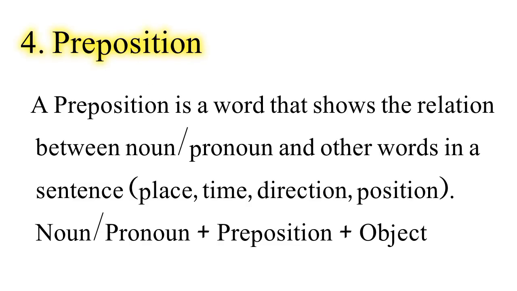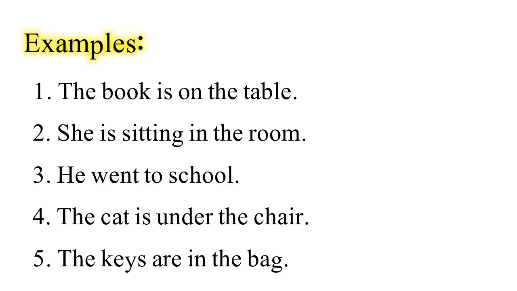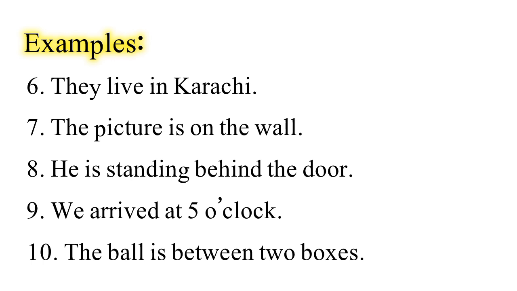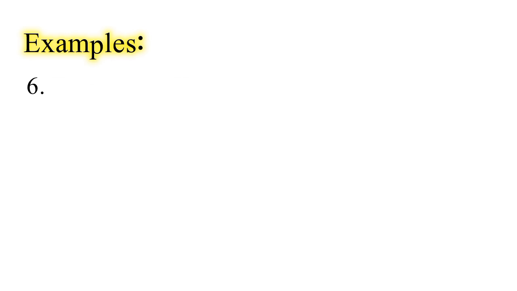Preposition. Definition: a preposition is a word that shows the relation between a noun, pronoun, and other words in a sentence: place, time, direction, position. Formula: noun or pronoun plus preposition plus object. Examples: 1. The book is on the table. 2. She is sitting in the room. 3. He went to school. 4. The cat is under the chair. 5. The keys are in the bag. 6. They live in Karachi. 7. The picture is on the wall. 8. He is standing behind the door. 9. We arrived at 5 o'clock. 10. The ball is between two boxes.